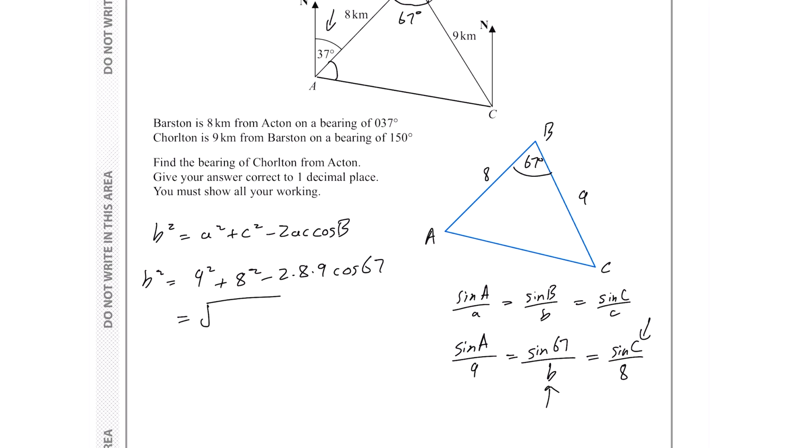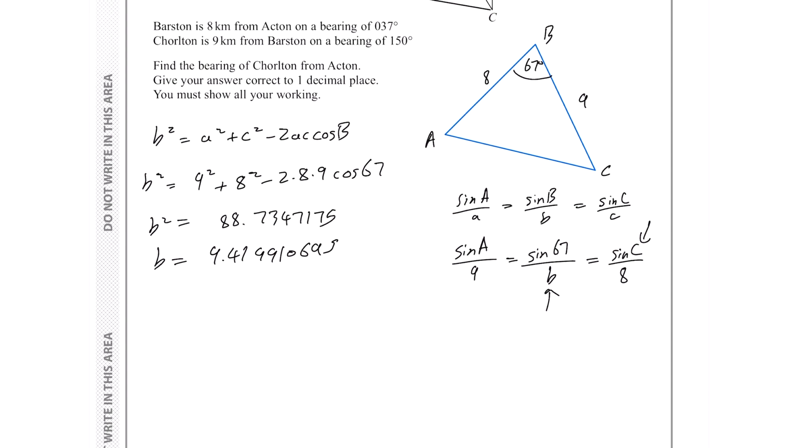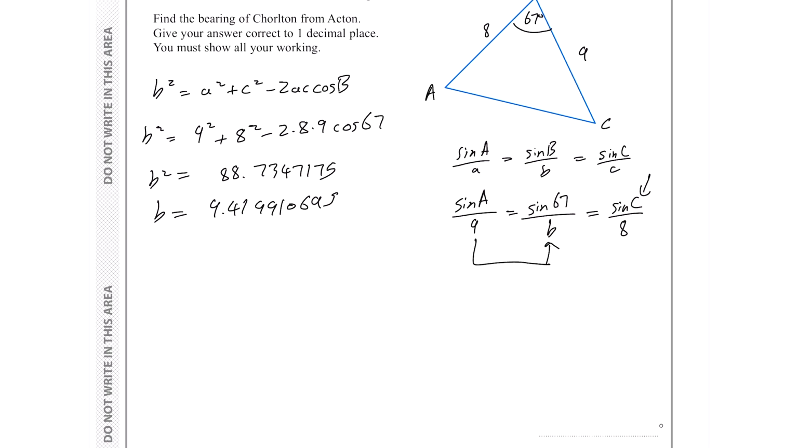You'll end up with 88.73471, but that is B squared, and in order to work out B, you're going to have to square root that, which then gives you 9.419910695.